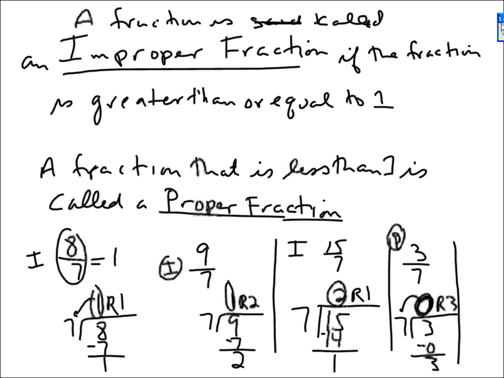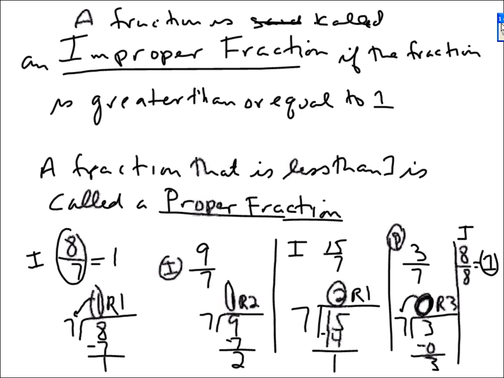And if I can sneak it in over here, 8 divided by 8, well, 8 goes into 8 exactly one time. That's why it's improper. If a fraction is 1 or more, it's improper.